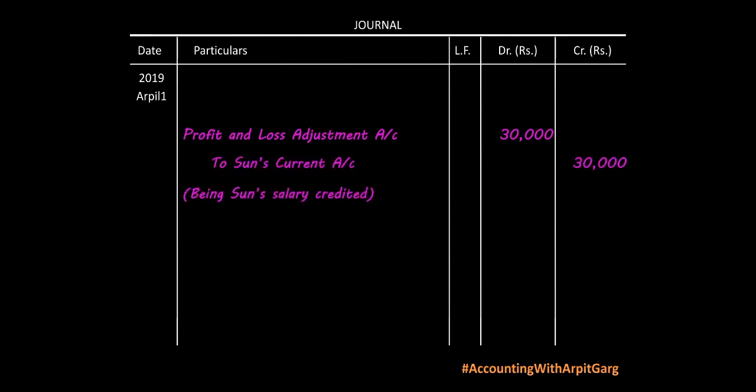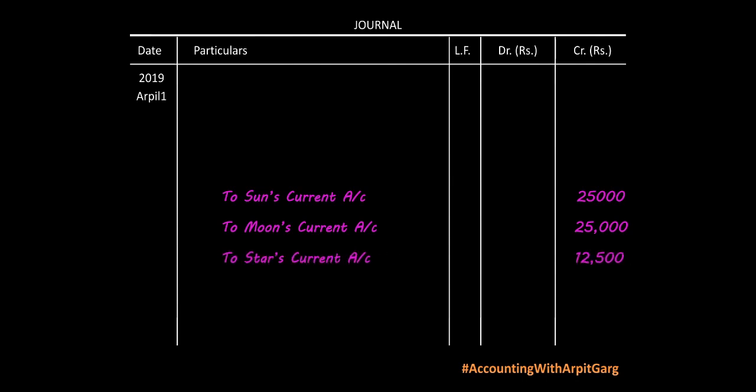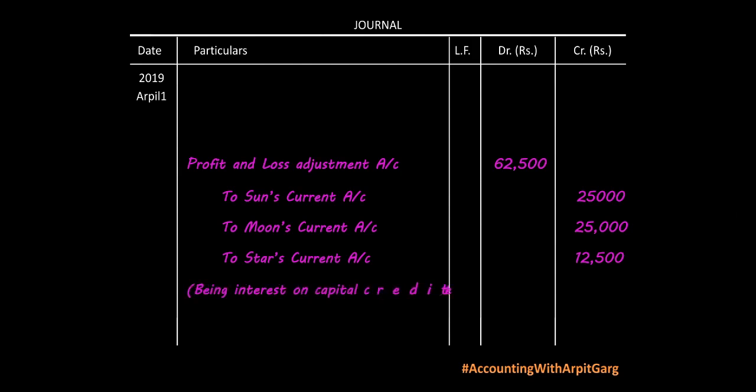Then, interest on capital is to be allowed. So, to Sun's current account, 25,000. To Moon's current account, 25,000. To Star's current account, 12,500. We will give them and debit profit and loss adjustment account with the total to make the double entry. Then narration, being interest on capital credited.